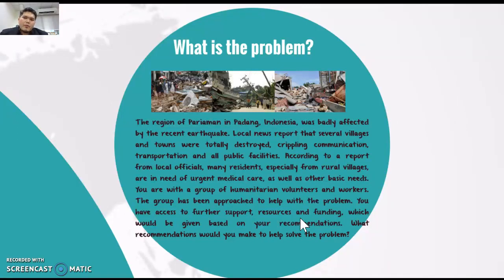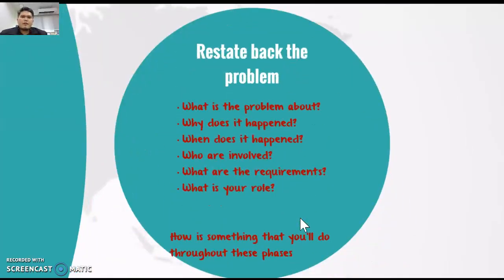But when you are given a problem, you need to really read the problem. What is the problem about? Restate it back, summarize it, and identify what you know, what you need to know, and what your learning issues are, maybe because you never knew anything about it. So, as I mentioned earlier: What is the problem about? Why does it happen? When does it happen? Who are involved? What are the requirements? What is your role? These are important things that you need to highlight when you are given a problem. This is something that you will do throughout these phases.